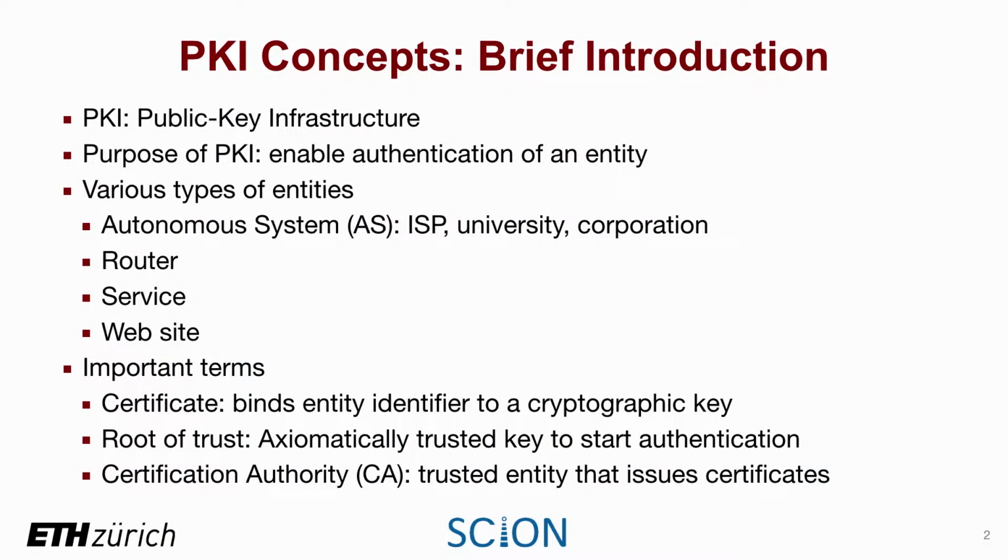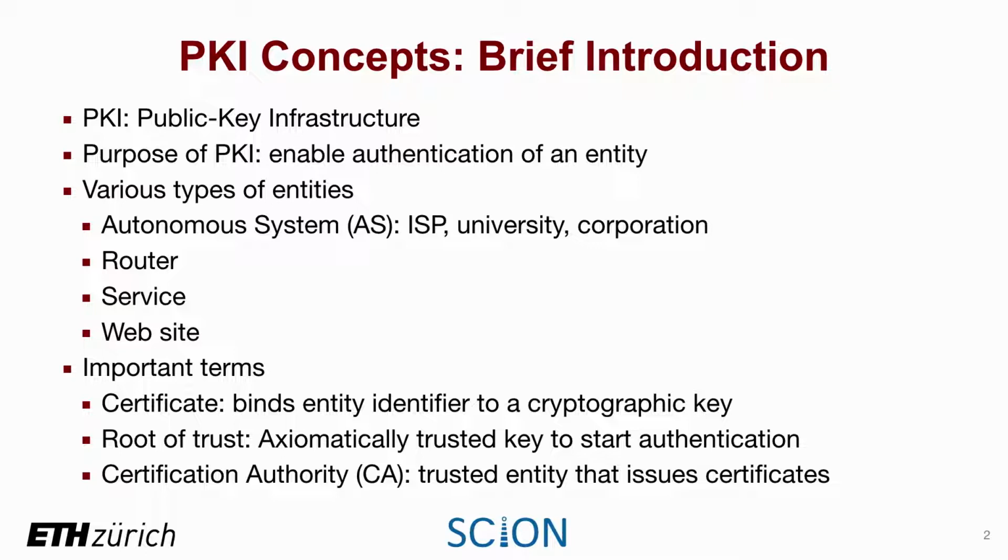I'll start out by providing some PKI concepts first. PKI stands for public key infrastructure, and the purpose of PKIs is to enable authentication of an entity. So what's an entity? There are many different types of entities. For instance, an autonomous system, which could be an ISP, an internet service provider, or a university or a corporation. Essentially, you can imagine one network that is under administrative control of one entity. A router could also be another entity, or a service, or a website could be one entity. So in essence, we want to authenticate one of these entities, and the PKI helps us do that.